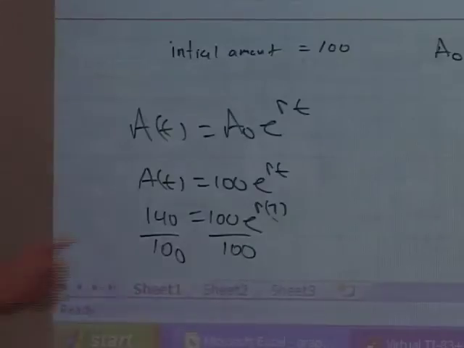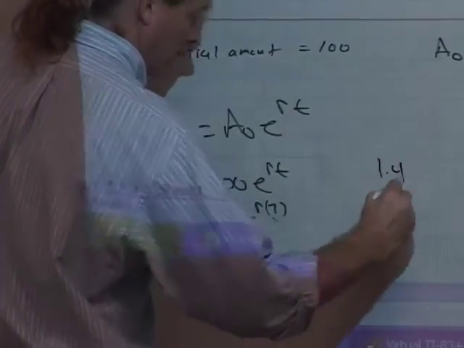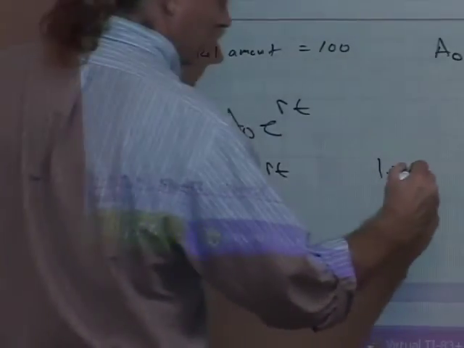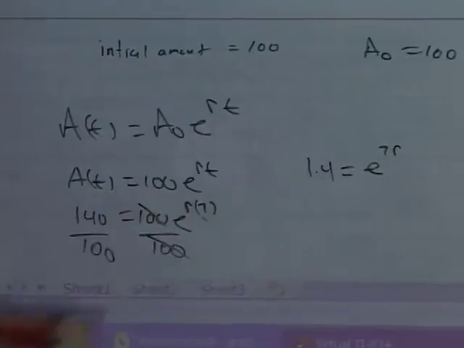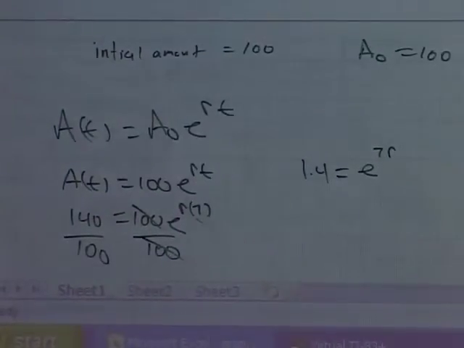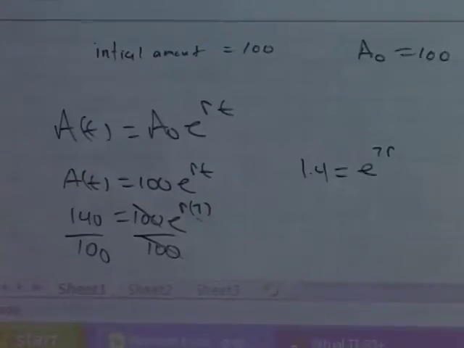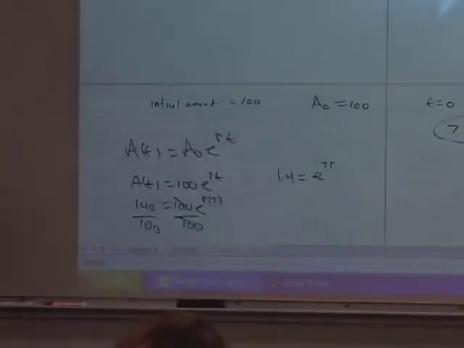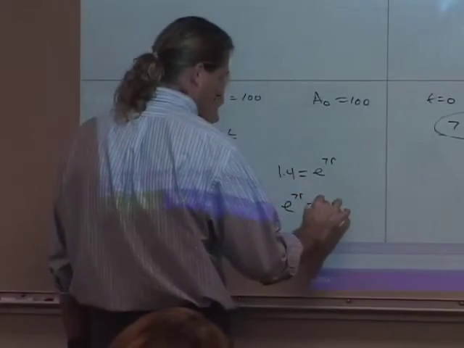Okay. Moving over here since I'm getting low on the board. 140 divided by 100 is 1.4. The hundreds cancel away. You get equals e to the 7r. I know it says r times 7 here, but I don't like to write r7. I like to write 7r. It's just multiplication is commutative. I just spin it around, right? Matter of fact, I could probably get away with this if I wanted to. e to the 7r therefore equals 1.4.